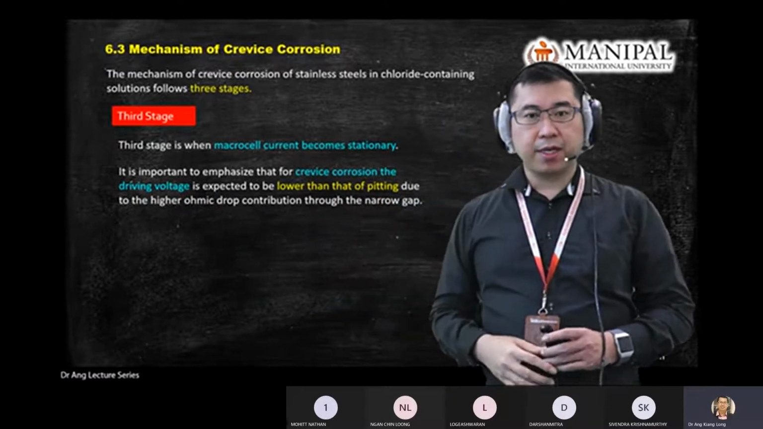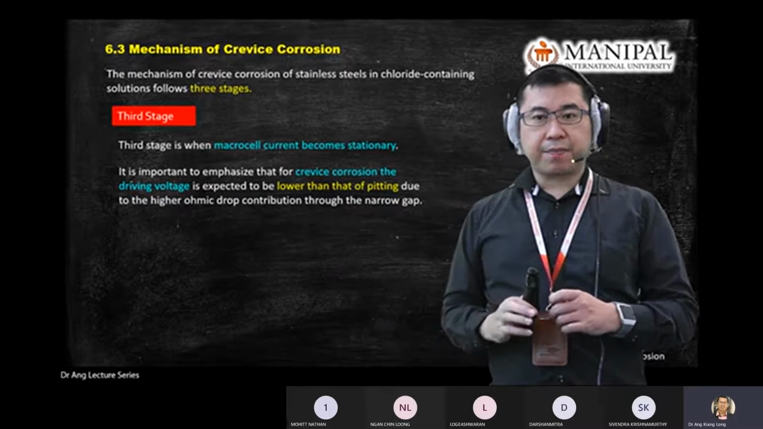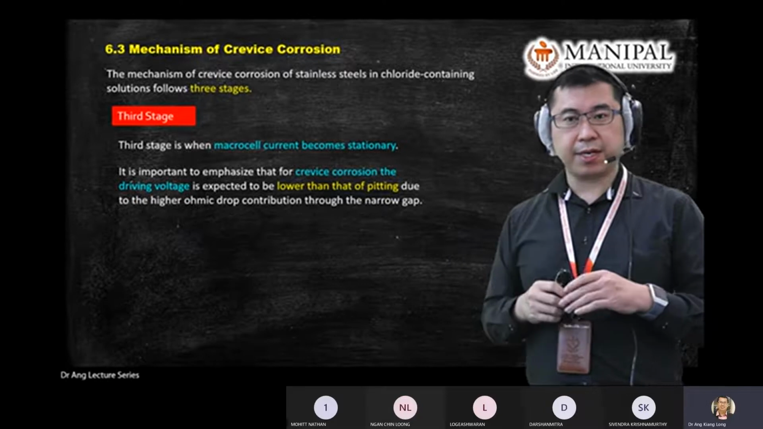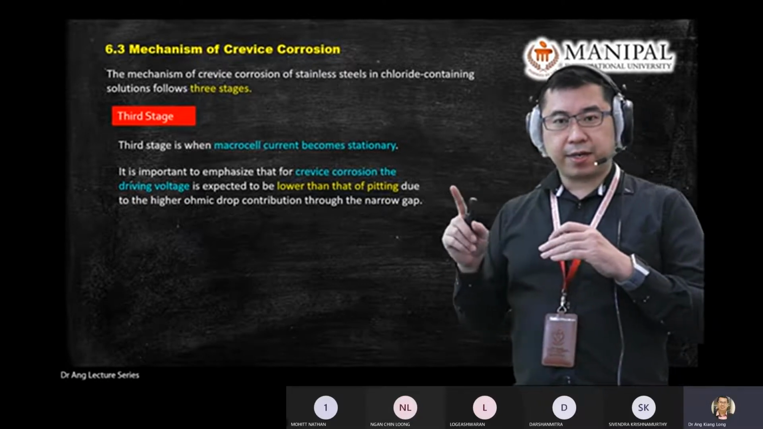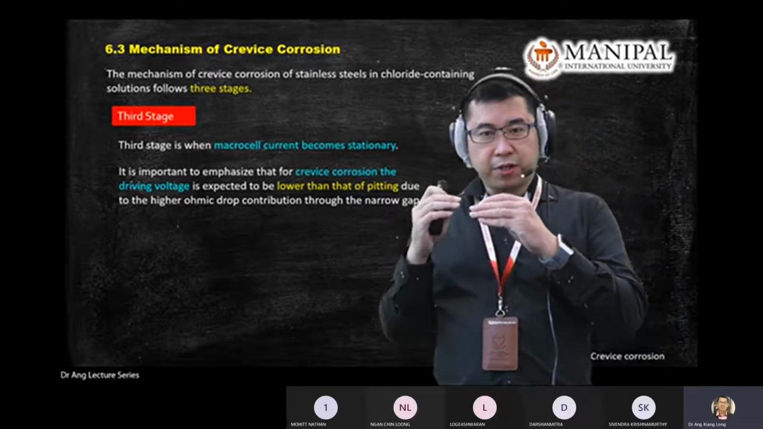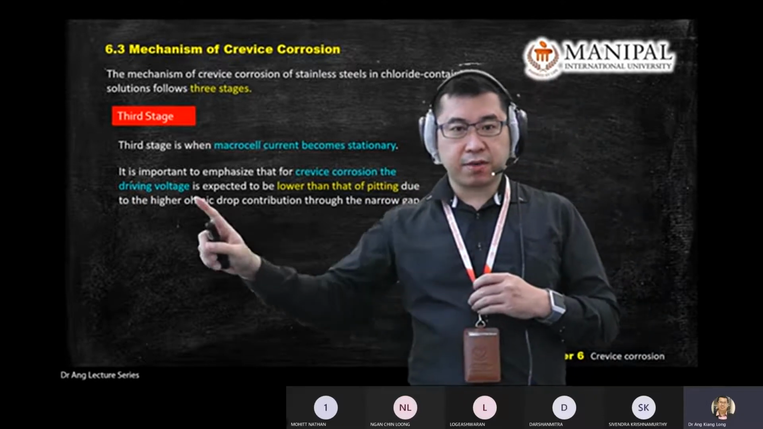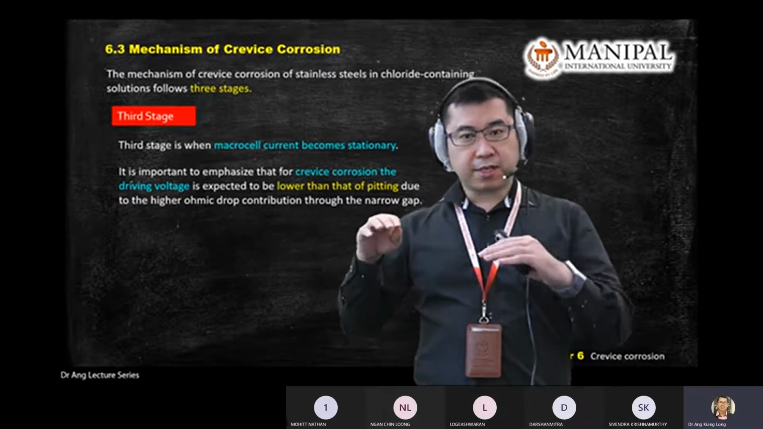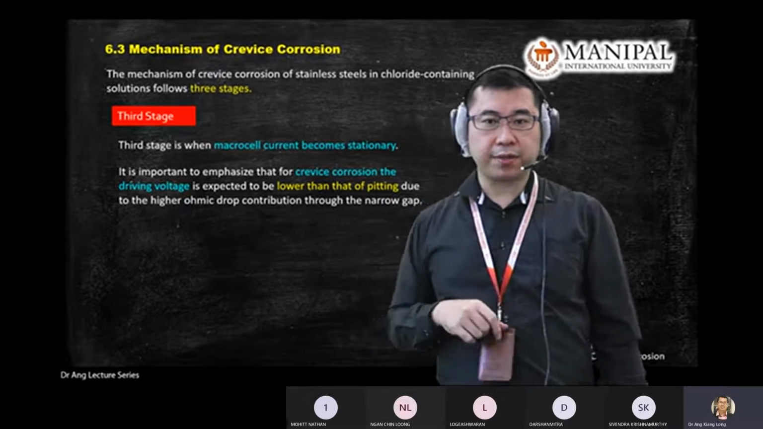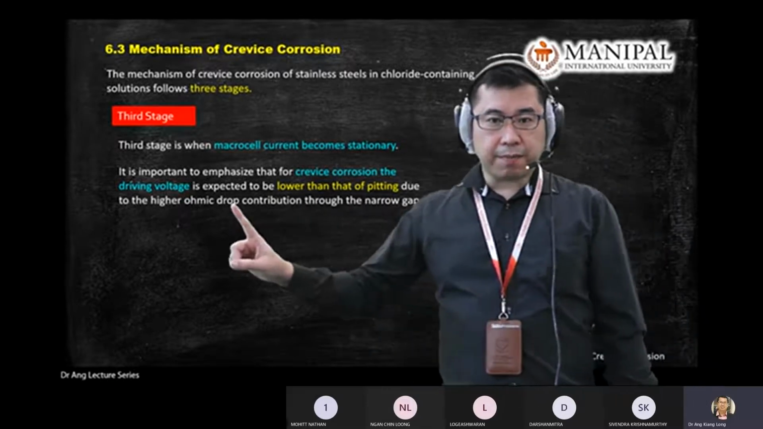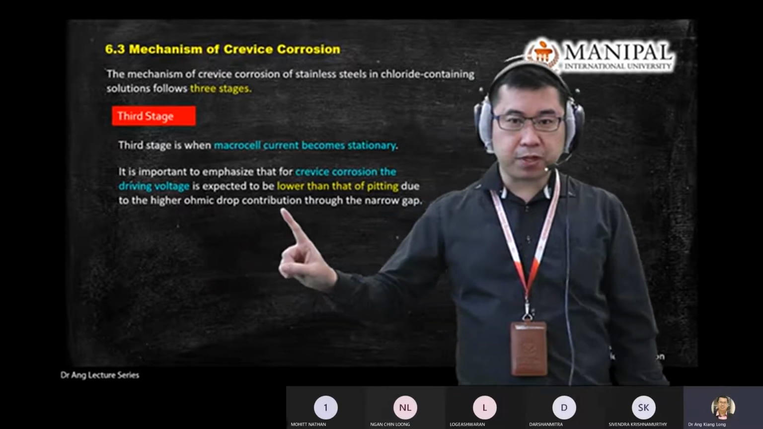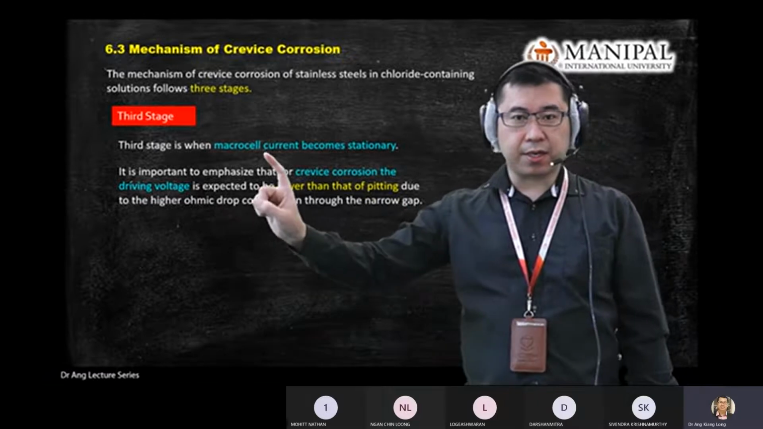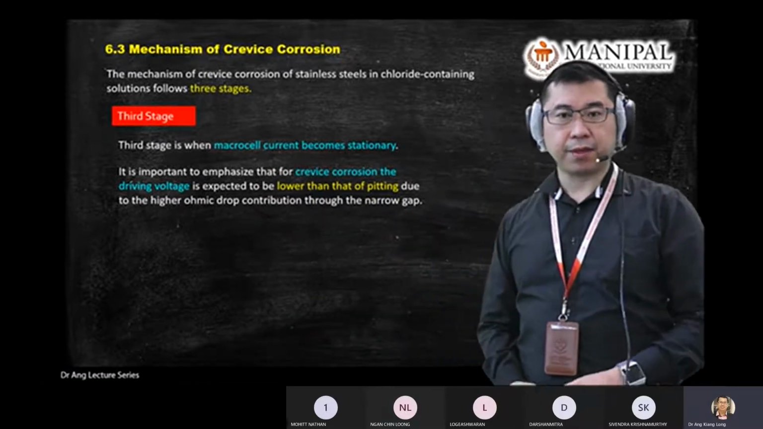the pitting. So crevice and pitting look quite similar, right? And one thing that differentiates pitting and crevice is the voltage that you measure between them. So crevice has a bit lower voltage compared to pitting, because of higher ohmic drop contribution through the narrow gap. There's an ohmic drop in the crevice. Okay.